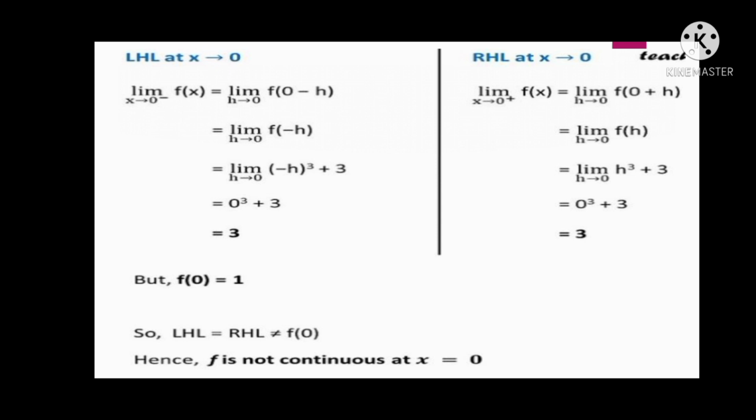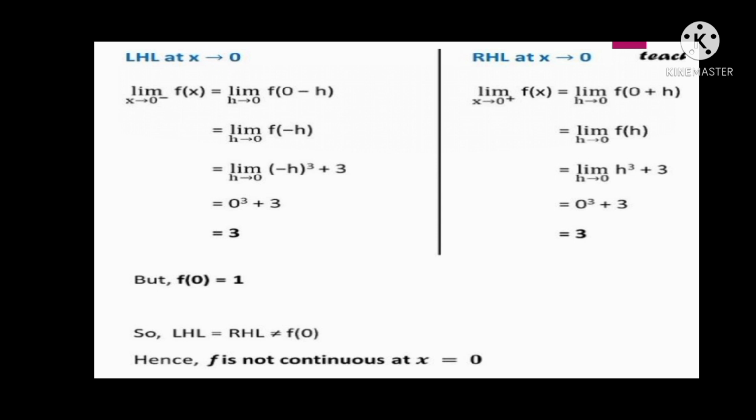Then we get 0 cube plus 3. The output is 3. Then for the right hand side, limit x tends to 0 plus f of x is equal to limit h tends to 0 of f of 0 plus h. In this we first take x plus h because it is the right hand side. So it is equal to limit h tends to 0 of f of h, which is limit h tends to 0 of h cube plus 3.